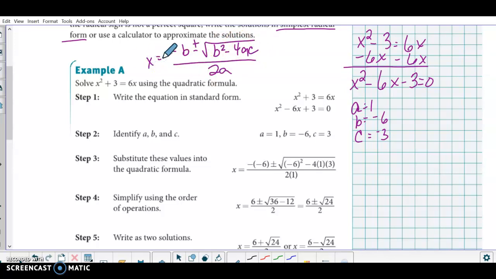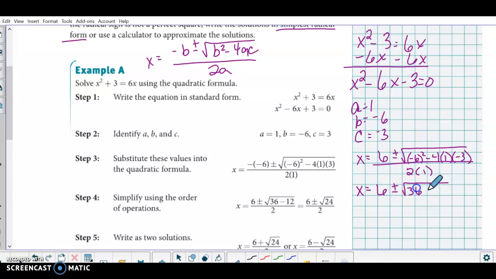Now, you'll notice it says negative b. Well, b is already negative, so now we're going to make it positive. So essentially, it's the opposite of b, plus or minus the square root, b squared. You can write negative 6 squared. If you wanted to write 36, you could. Minus 4 times 1 times negative 3, all over 2 times 1. Now, our calculator is super smart. We could actually type that whole thing in there, and it would go ahead and solve it for us. We could also solve it into simplest form on our own.